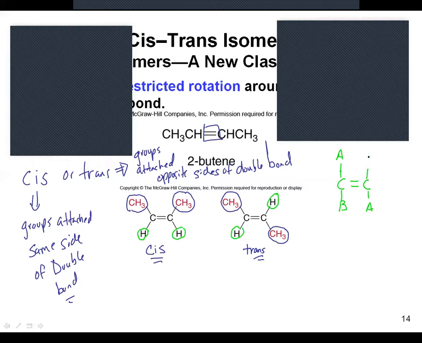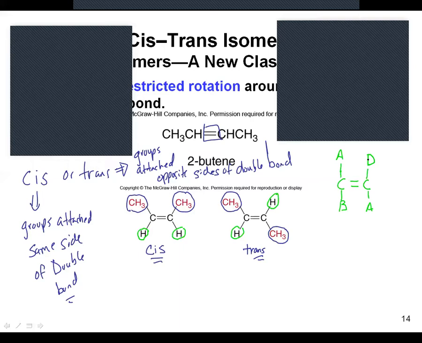You need to have a double bond. And in that double bond, you need to focus in on the carbon-carbon double bond. And within that carbon-carbon double bond, the first thing that needs to happen is that both of those carbons need to contain two different groups. Then they also need to contain a group that is the same on each of those carbons. And you would look at the groups that are the same on each of those carbons, and you would decide, are they on the same side of the double bond, or are they on different sides of the double bond?